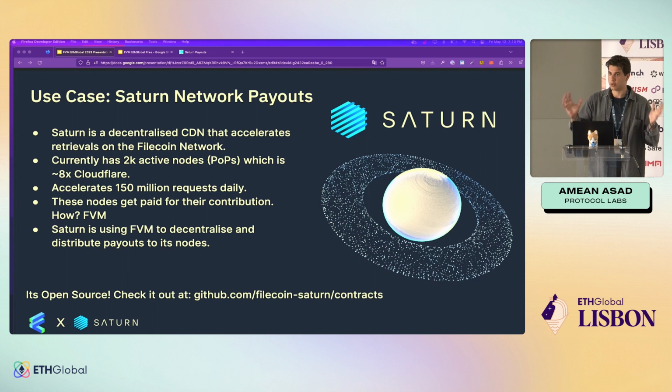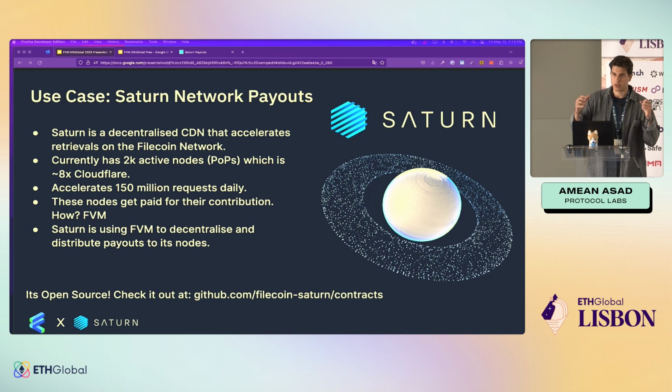And what's really cool about Saturn is that there are real people running these nodes, and what's even cooler is that these people get paid for the retrievals that they make. And how do we orchestrate payments for the Saturn network? The answer is the FVM.